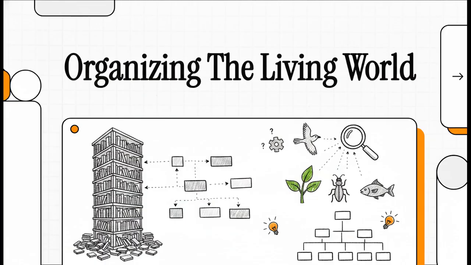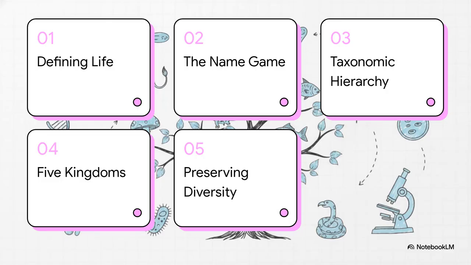With over 8 million species currently sharing this planet with us, and millions more likely just waiting to be discovered out there, we desperately need a rigorous system. So our goal today is to dive in and understand the exact framework that brings total order to all that overwhelming biological chaos. Here's our roadmap for today.